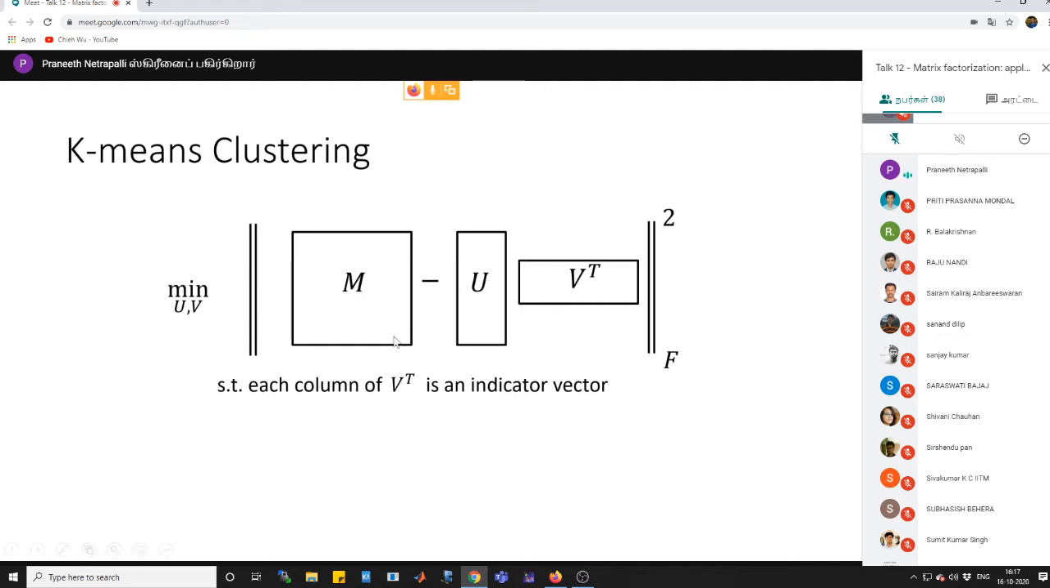People have maybe tried other things, but in practice, again, you have to come up with good optimization algorithms. For Frobenius norm squared, we know good optimization algorithms. So, okay.